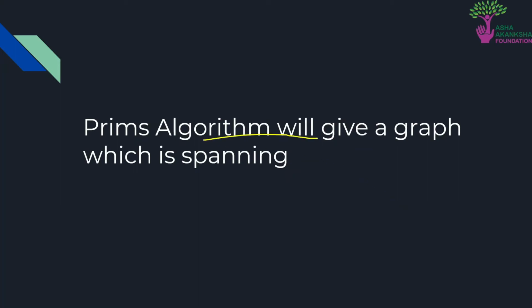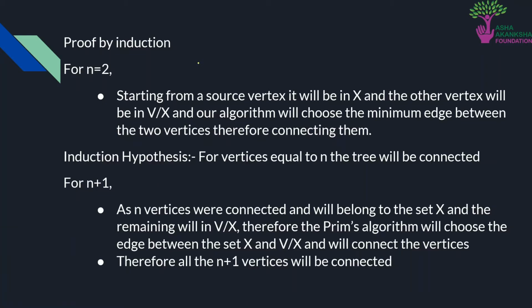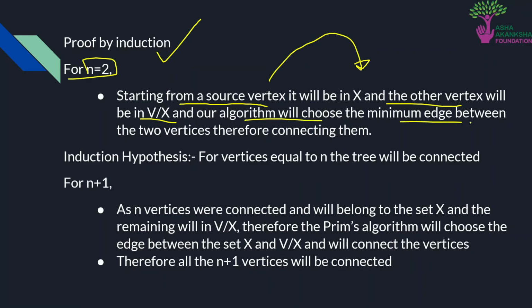So let us see the correctness of Prim's algorithm through some claims. Claim 1 is that Prim's algorithm will give a graph which is spanning. That is, it has included all the vertices and they are connected with each other. I will prove this claim using induction. Before moving into the proof, we are given that the graph is already connected. So for n equal to 2, which is the number of vertices, starting from a source vertex, I am including it in the set X, and the other vertex will be in V minus X. And we know that the graph is already connected. There must be an edge between the set X and V minus X, so our algorithm will choose the minimum edge between the two vertices, therefore connecting them.